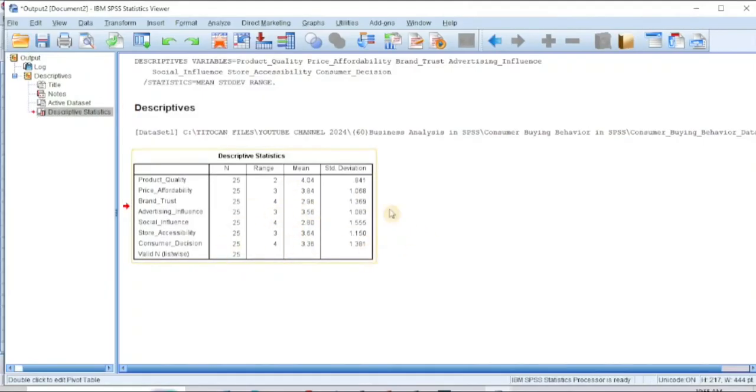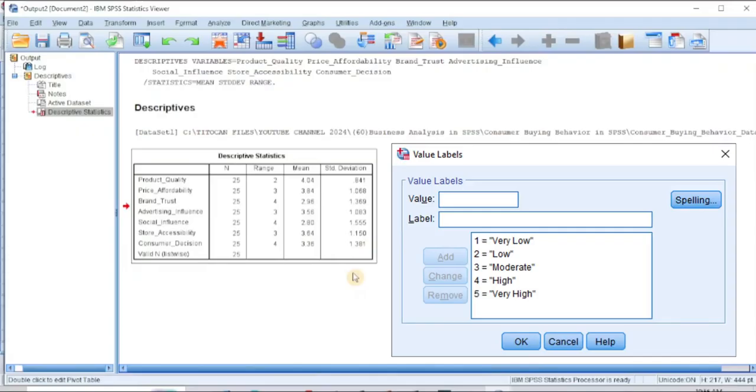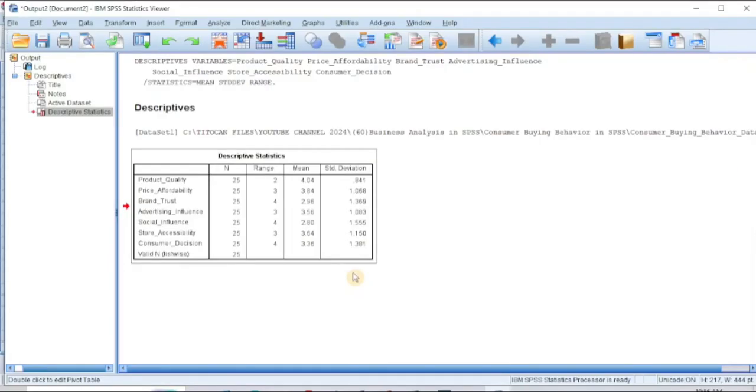But while you interpret the results, put into consideration that the 5-point Likert scale was coded as 1 for very low, 2 for low, 3 for moderate, 4 for high, and 5 for very high. Accordingly, product quality has a range of 2, which is a low rating. The mean is 4.04, which is rated high on the Likert scale, indicating that consumers generally perceive the quality of the product as above average. The standard deviation is 0.841, showing that responses are relatively consistent, reflecting general agreement among consumers.